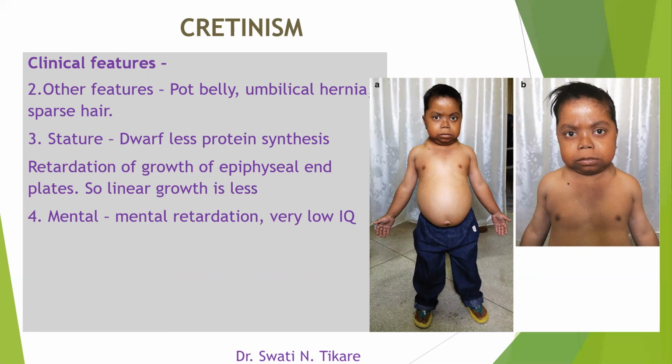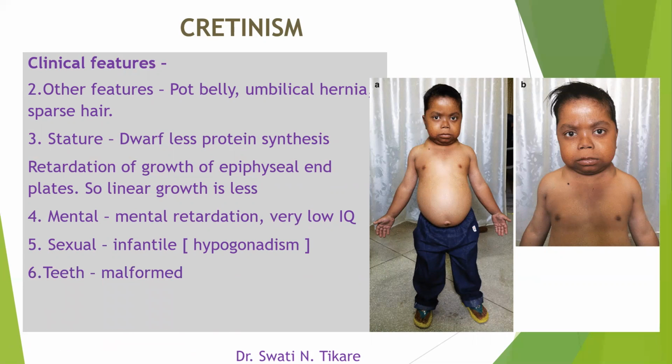So next, mental retardation. As I was telling, there is mental retardation. The IQ is very low. Sexual differentiation does not happen. It is infantile. There is hypogonadism. Teeth are also malformed. Okay. So with these two diagrams, I hope you can recall and remember what are the features of cretinism.